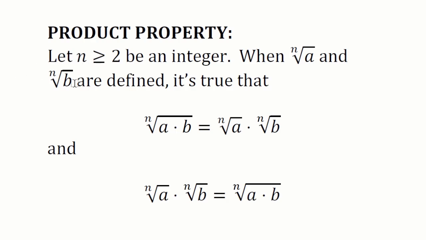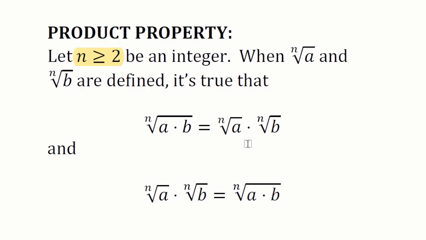So let's say n is an integer greater than or equal to 2. And then anytime the nth root of a and the nth root of b are defined, meaning having real values that we can compute with the nth root of a and the nth root of b, then it's going to be true that the nth root of the product a times b will equal the nth root of a in product with the nth root of b.